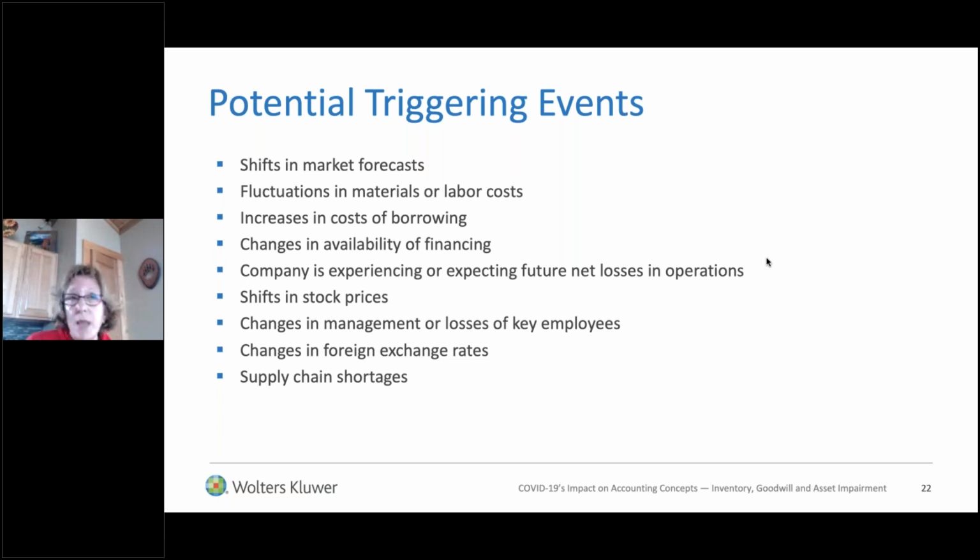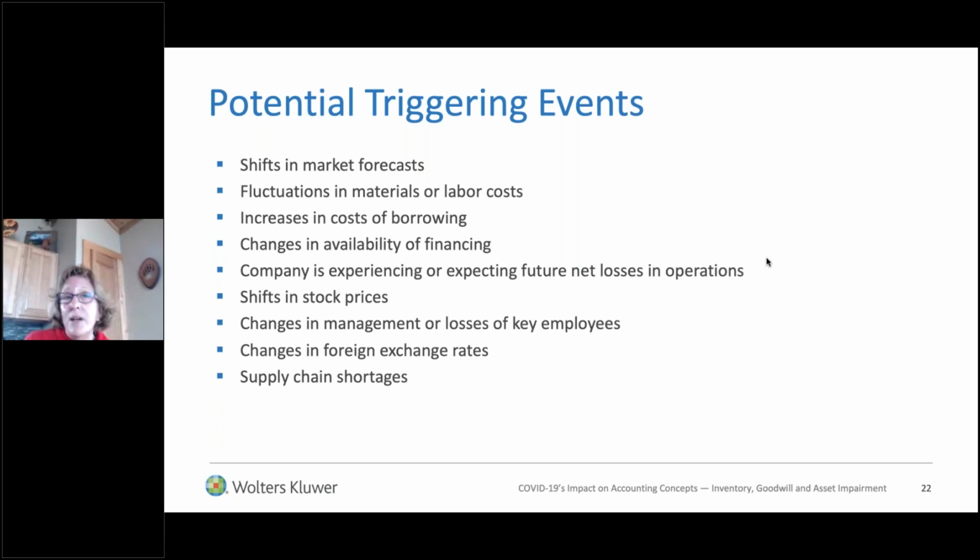Fluctuations in material or labor costs. And we know that has happened, especially with all the supply chain issues that the US and globally we're working with. Increases in costs of borrowing. That will be tied a lot to your lenders. And there have been projections as to how much that may be impacted in the next 6 to 18 months because of what's going on with the economy. And again, that's a very strong uncertainty.